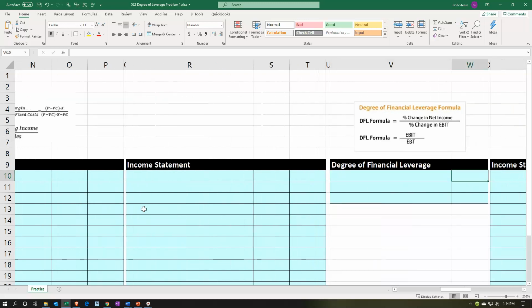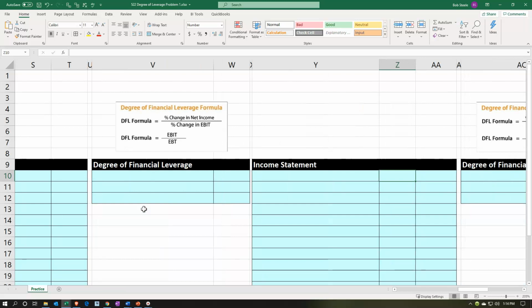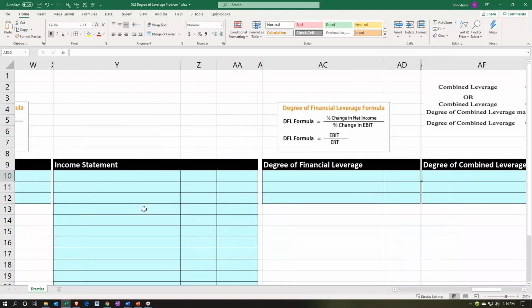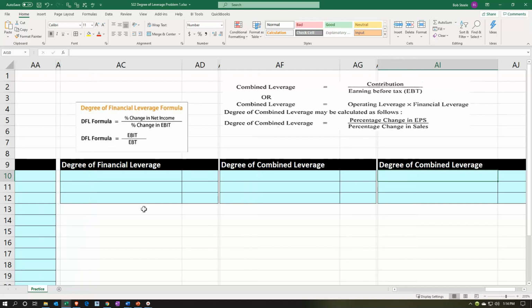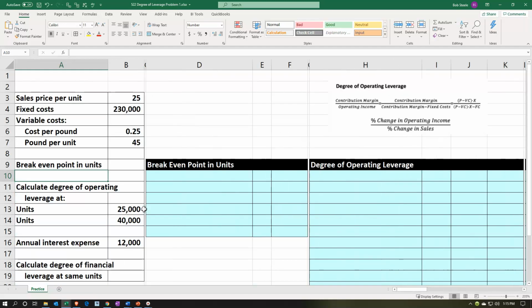We'll calculate the degree of financial leverage based on it. Another contribution margin income statement based on a larger number of units, where we will calculate the degree of financial leverage, and then we will calculate the combined leverage under the two scenarios. Let's go all the way back to the left. We're going to take a look at our data, starting with the break-even point calculation first.